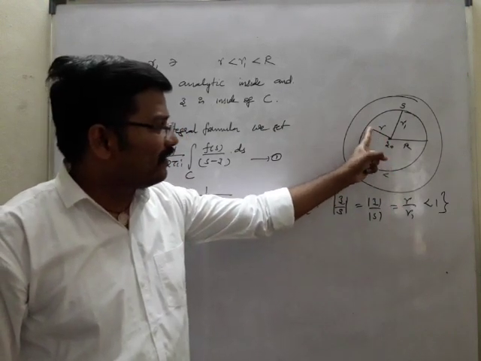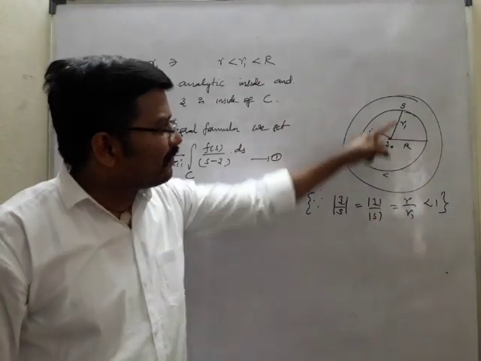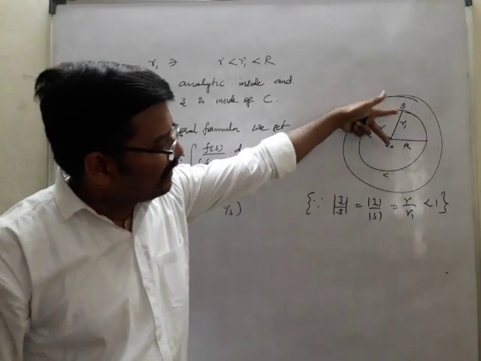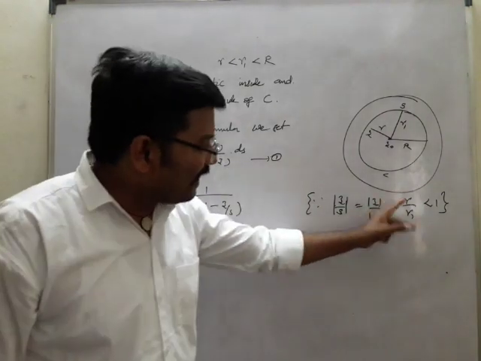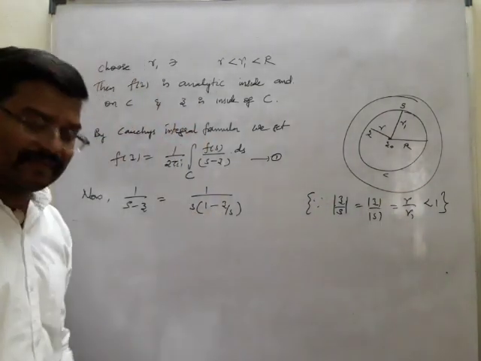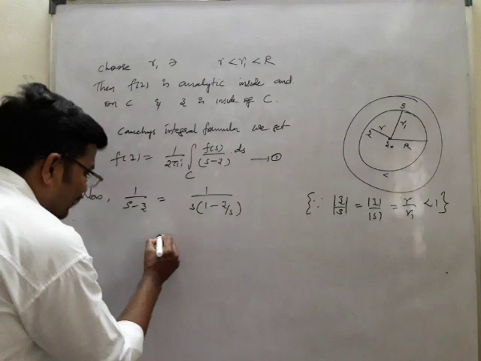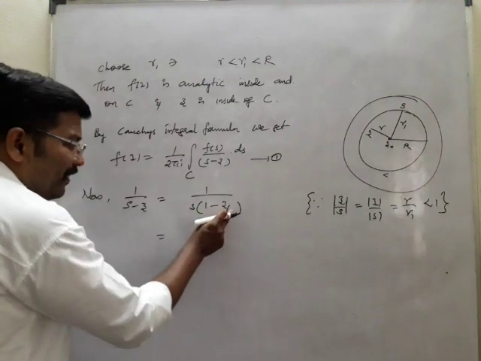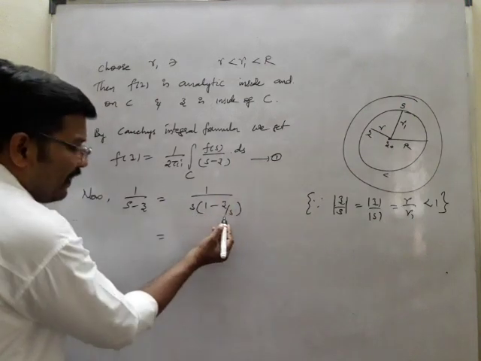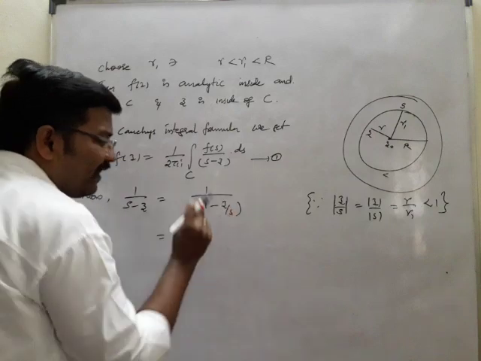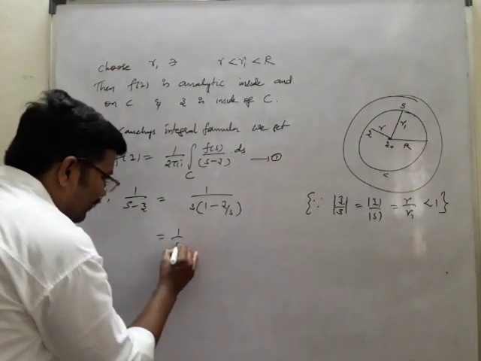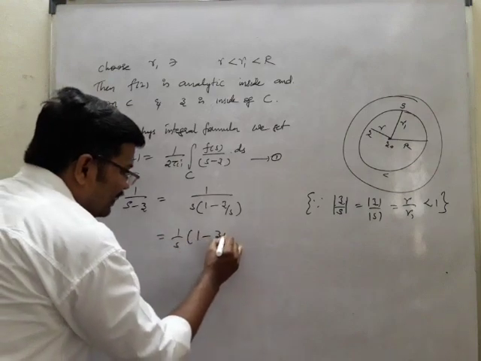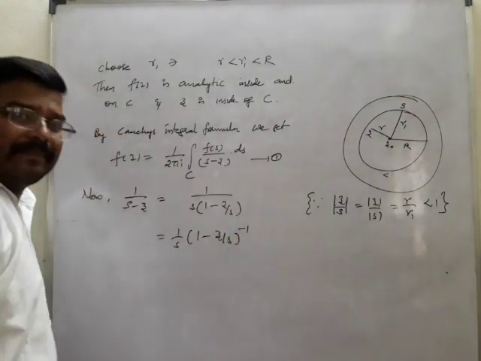This is nothing but from here, mod z. If s is from Z0 to S, that is nothing but R1. So R by R1 is less than 1. Since it is less than 1, we can expand this, because this should be less than 1. Whenever this value is less than 1, we can expand by taking it to the numerator, that is 1 by s, 1 minus z by s whole power minus 1.